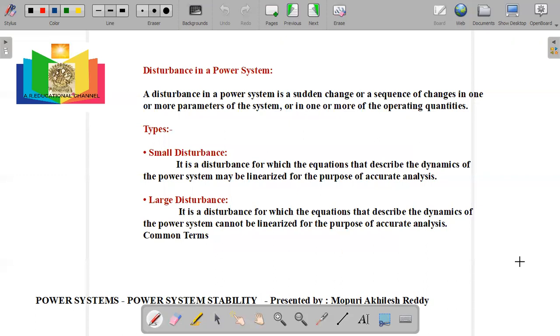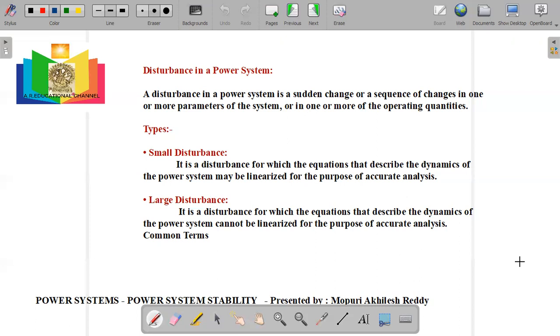Types of disturbances: we have small disturbance and large disturbance. As I said, steady state stability deals with small disturbances, transient stability deals with large disturbances. Coming to small disturbance, it is a disturbance for which the equations that describe the dynamics of the power system may be linearized for the purpose of accurate analysis. That means it can be linearized. Small disturbances can be linearized to get accurate analysis.